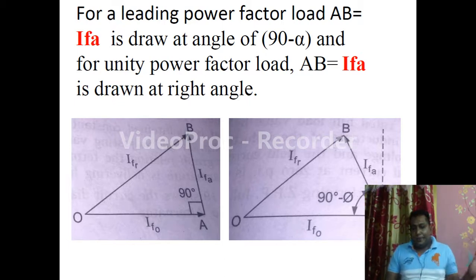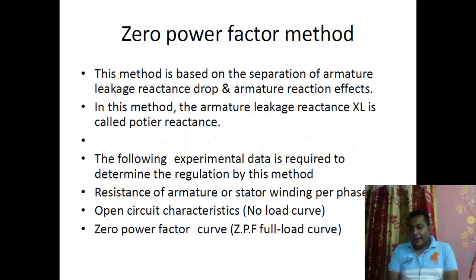The previous one, whatever we have seen, is in the case of lagging power factor. In that particular diagram, the left-hand side diagram is for the unity power factor and the right-hand side diagram is for the leading power factor. So these are the phasors, and from there we can find out those things. So coming to the next, or last, method, that is the zero power factor method. So what is there?